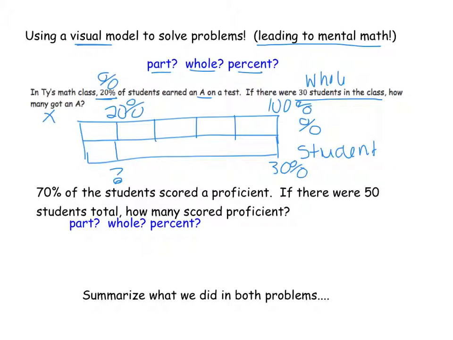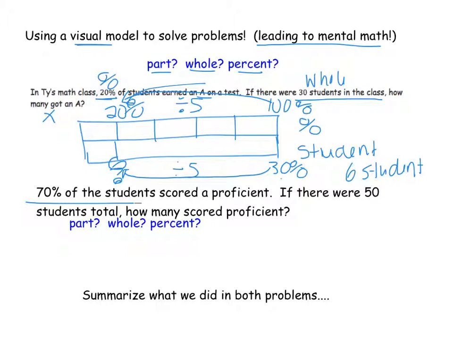So I can do this a few different ways. If we go from 100 to 20, we could divide 100 by 5 to get to 20. So therefore, we can divide, because it's very similar to an equation, if we divided this by 5 on the top, we can divide this by 5 on the bottom to get 6. So we could simply do in our head, 100 divided by 5 is 20, so 30 divided by 5 is 6. So 6 students had an A.